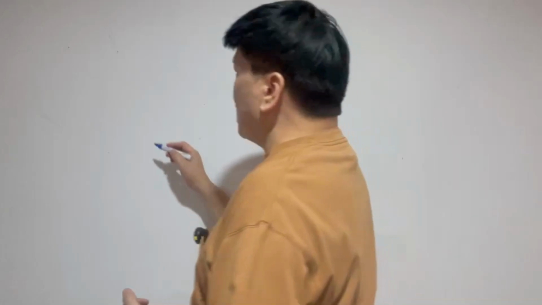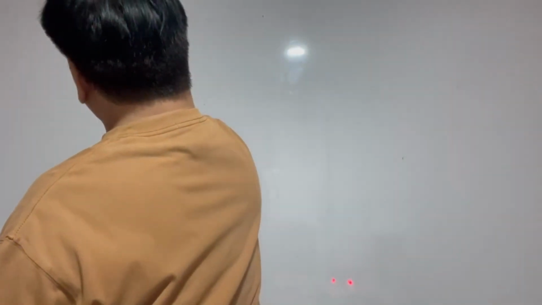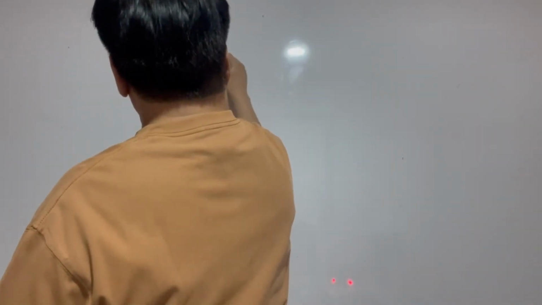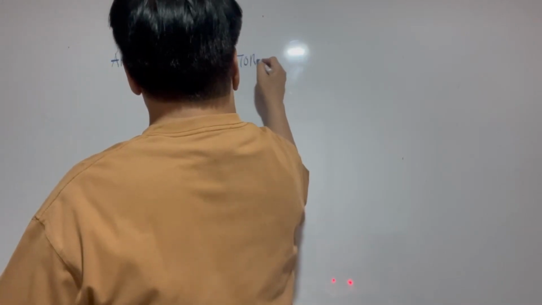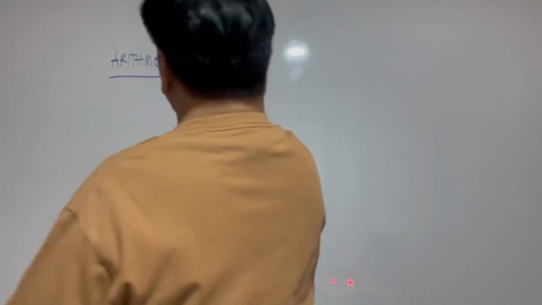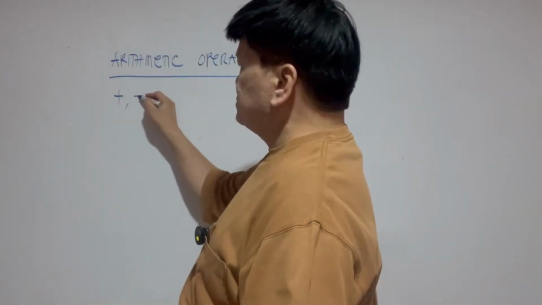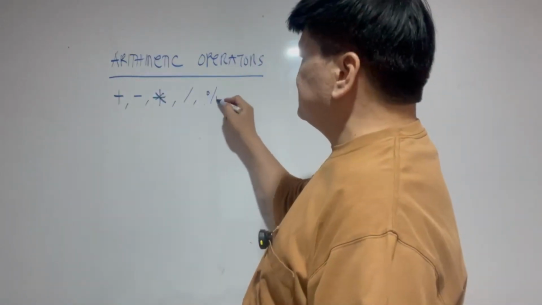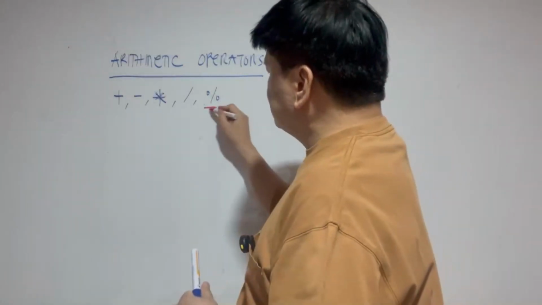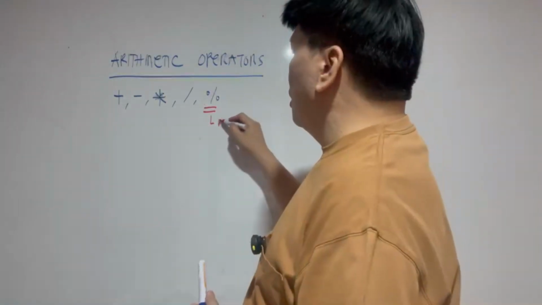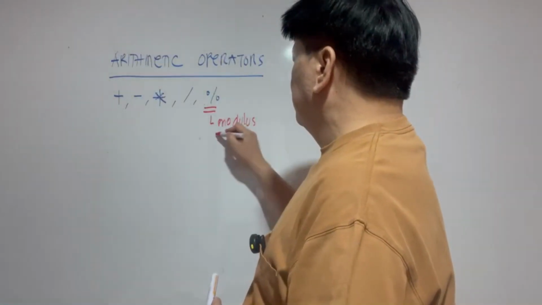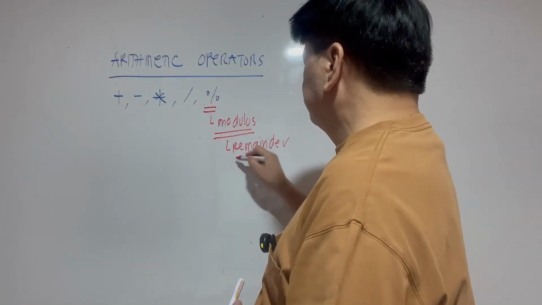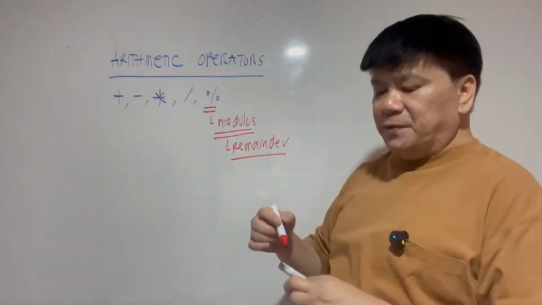And what are these arithmetic operators? These are addition, subtraction, multiplication, division, and this symbol. This is termed as modulus or modulo. This is to get the remainder. Now let's have an example for this operator.